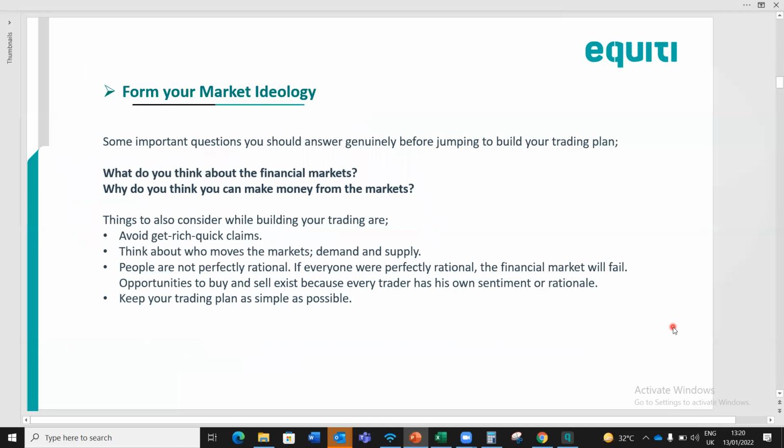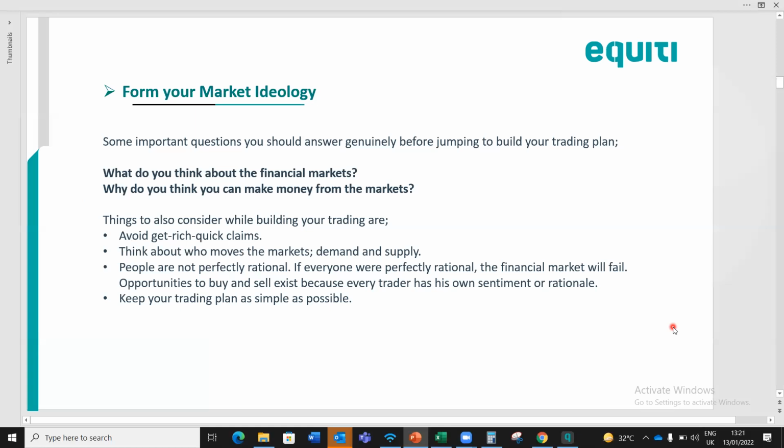Number one is form your market ideology. Some important questions you should answer genuinely before jumping to build your trading plan is: what do you think about the financial market?